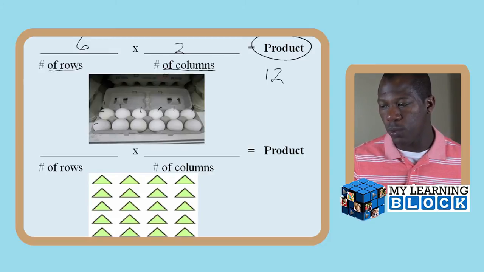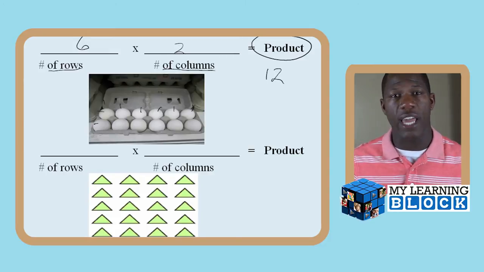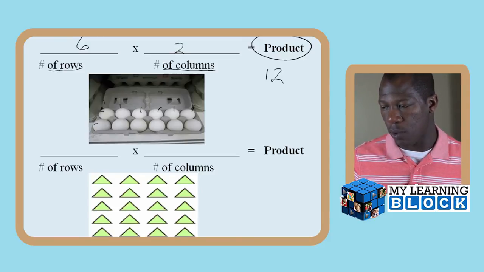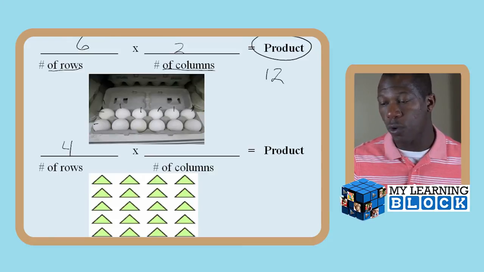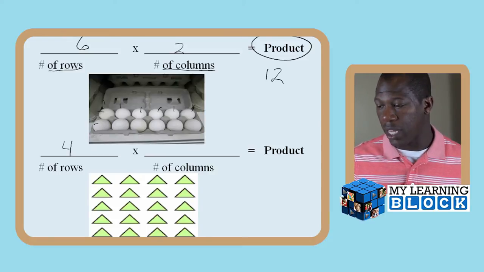So for this one, we see, and please use the same words that I'm using. How many rows do you see? I see 1, 2, 3, 4. So I see 4 rows. Good. The next one, how many columns do I see?